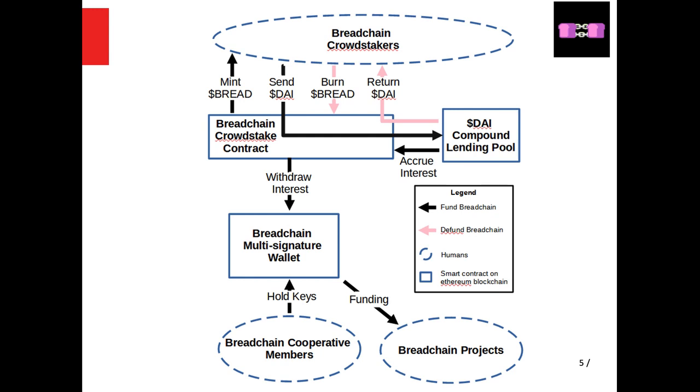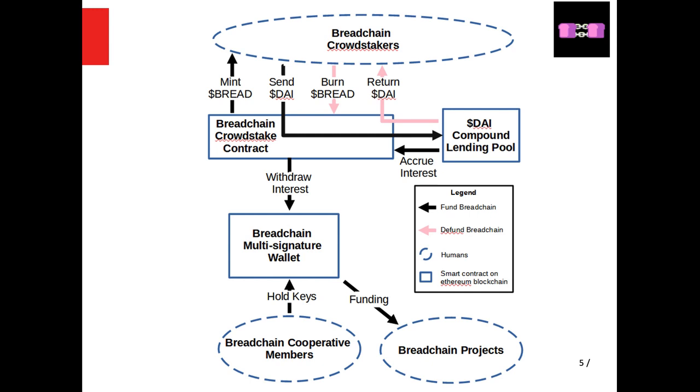And so with the interest that's accrued in the crowdstaking contract and then given to the multi-signature wallets, funds can be moved to give to Breadchain projects. At the moment, it's basically at the will of the cooperative members who are part of the multi-signature wallet. But in the future, what we want to do is democratize this aspect to make it more interactive and for the community to be able to decide how we portion the money to different projects, maybe through some sort of quadratic vote or conviction voting. There's a lot of different things that we can potentially think about to do that.